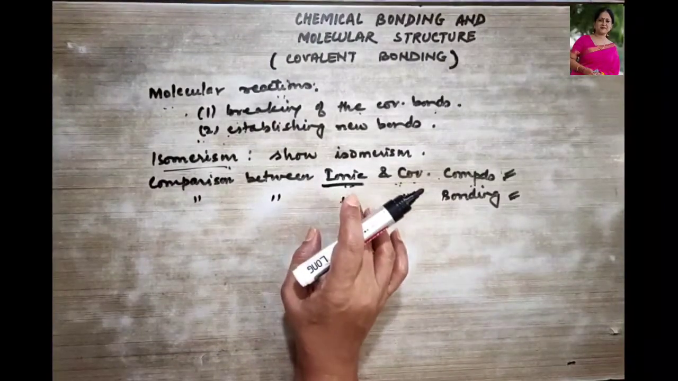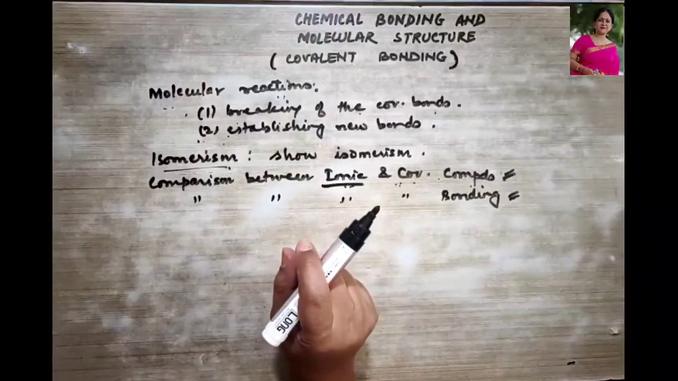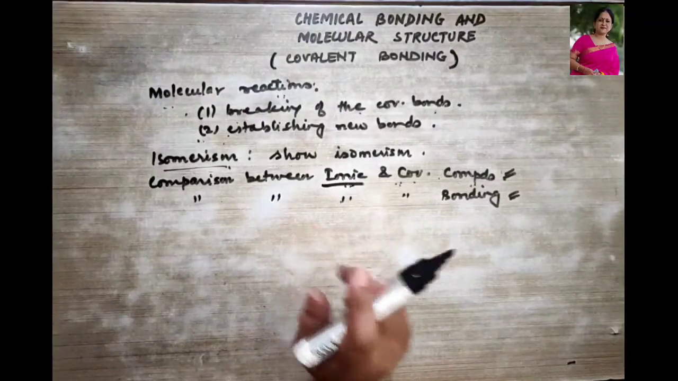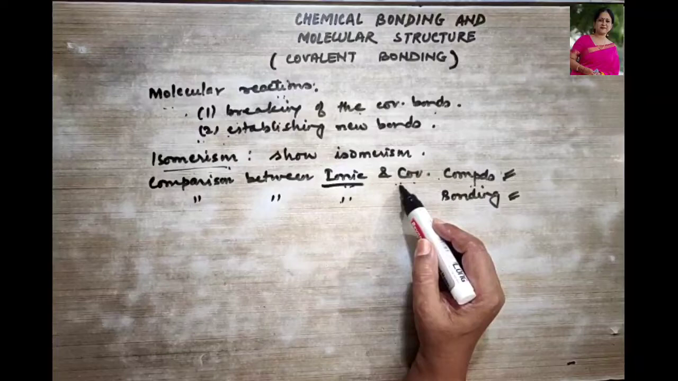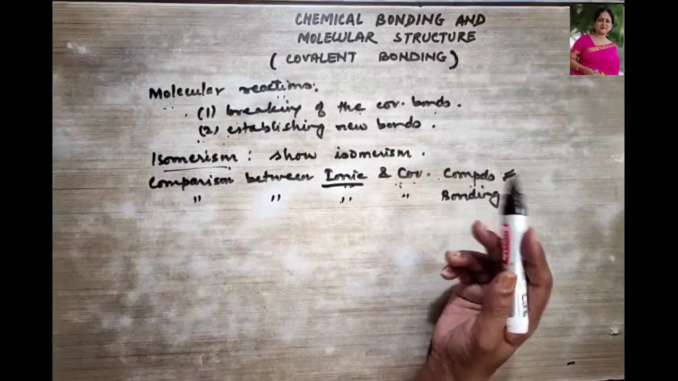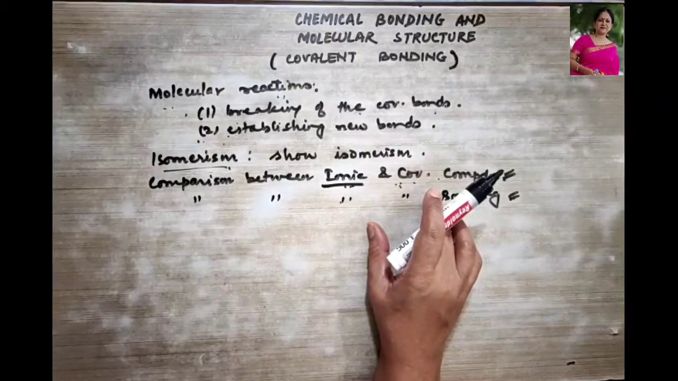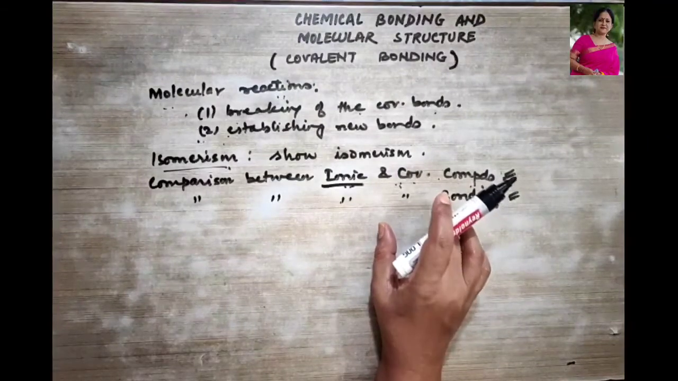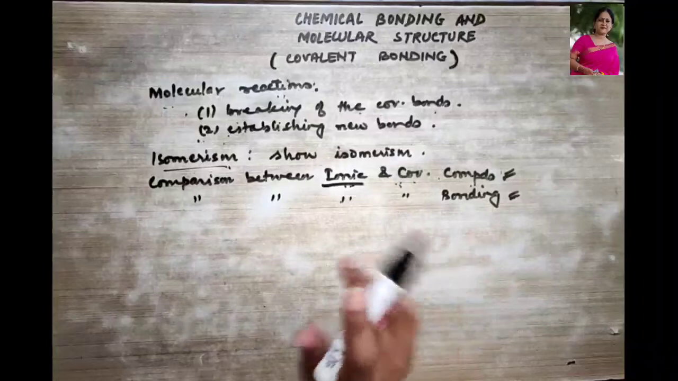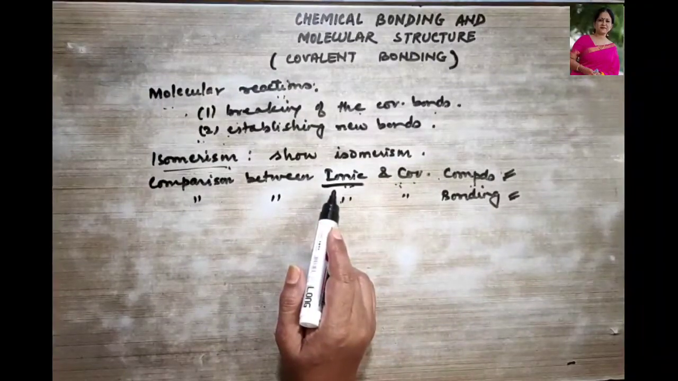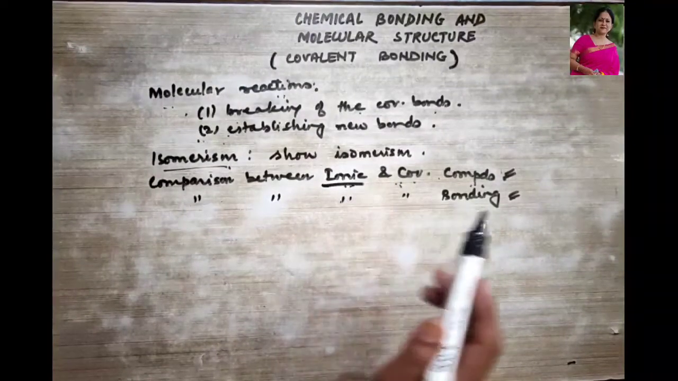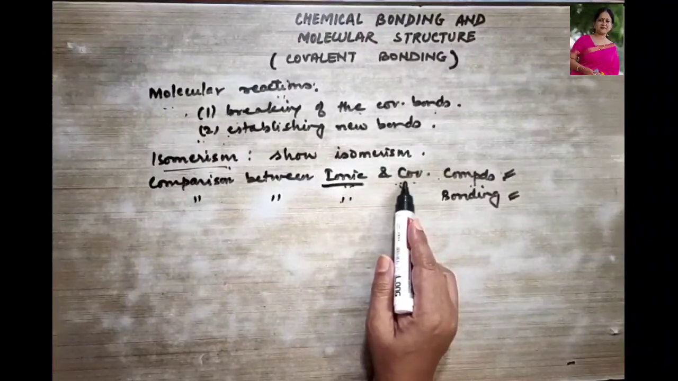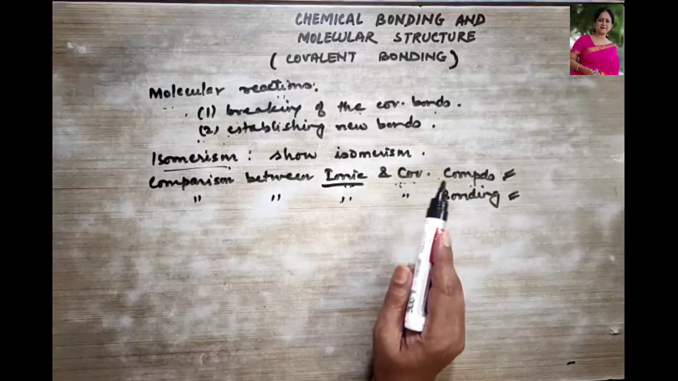Then what do we know about ionic bonding? There are electrostatic forces of attraction between the atoms here, whereas covalent bonds consist of a shared pair of electrons. They even contain lone pairs, right? And yes, ionic compounds are non-directional, whereas, as I just told you, covalent compounds are directional, okay?